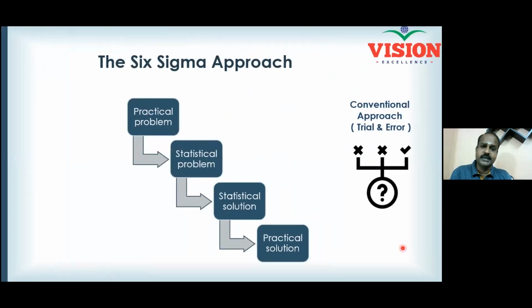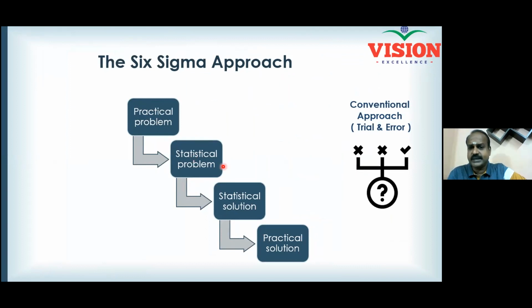So what we did here in a Six Sigma approach is that a real-time problem is converted into a number problem. We call it a statistical problem. What is a statistical problem? Average not at the target or having higher standard deviation. These are the two ways a problem can happen statistically: average not at the target, or standard deviation too high. Manage both.